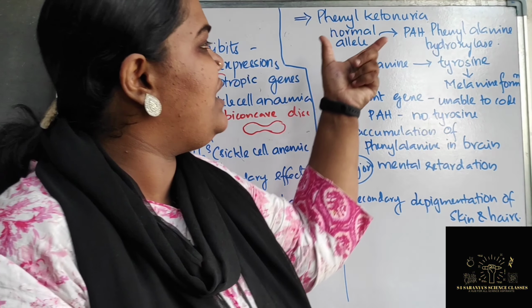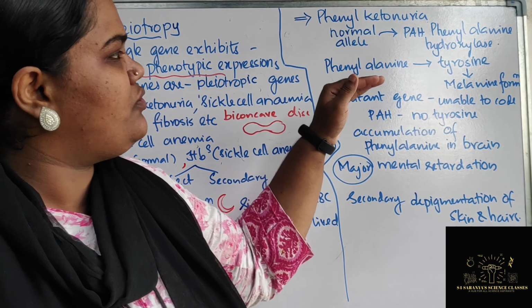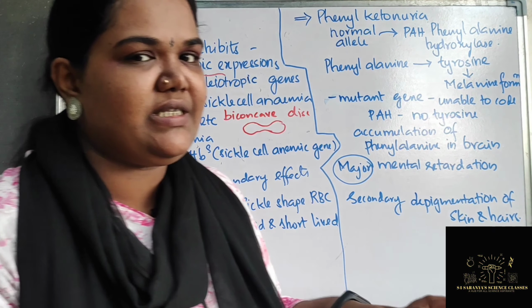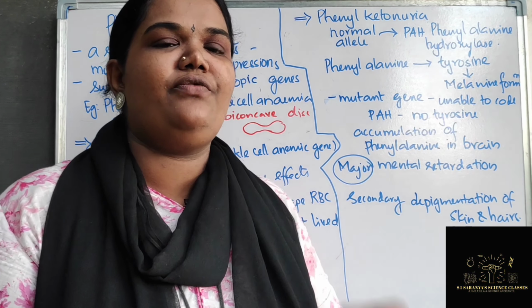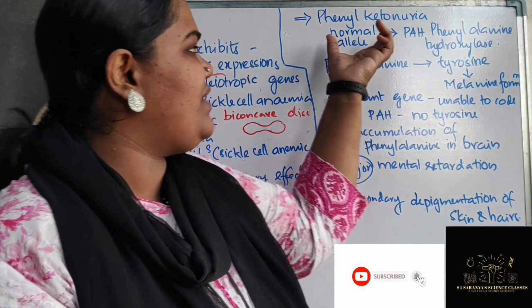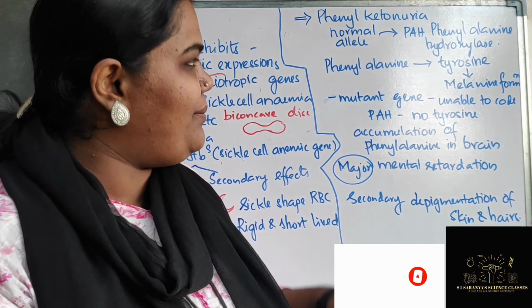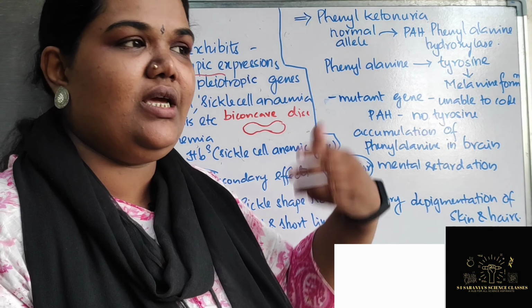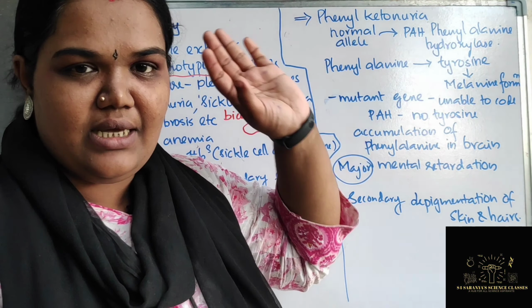Now if you come to phenylketonuria, what are the problems here? In phenylketonuria, if the normal gene is present, that normal gene will control the production of phenylalanine hydroxylase, right? So if a normal gene is present, that normal gene codes for the enzyme which in turn changes phenylalanine, that hydroxylase, right?